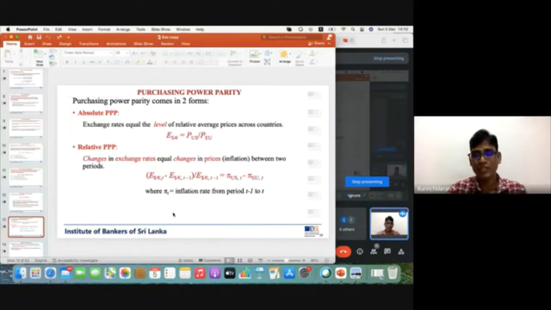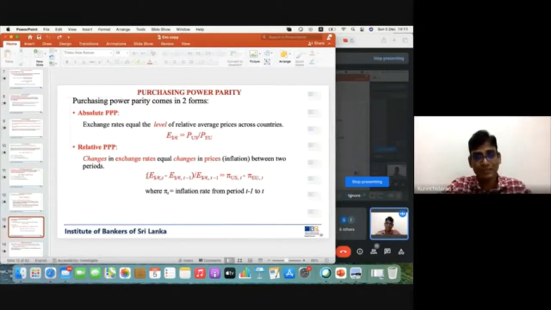And you should also understand two kinds of purchasing power parity: absolute PPP and relative PPP. Absolute PPP, which we have discussed up to now, gives you the exchange rate by dividing the US price level by the Canadian price level or EU price level. That's absolute terms. But with relative PPP, you are going to forecast the changes. This is what we discussed earlier.